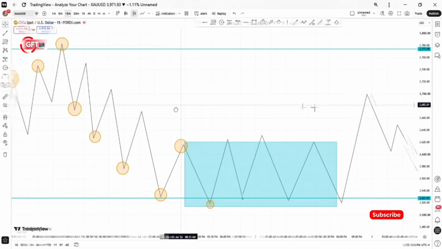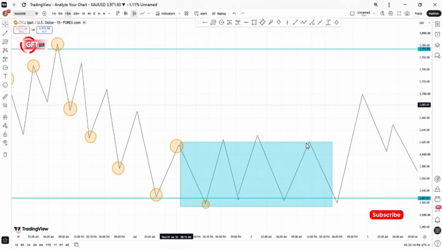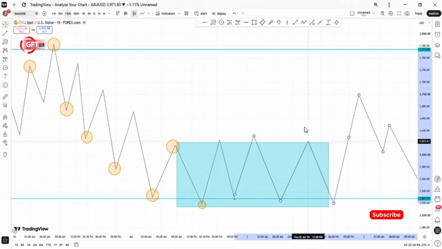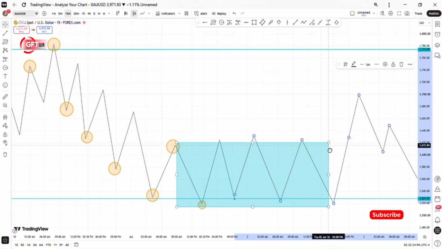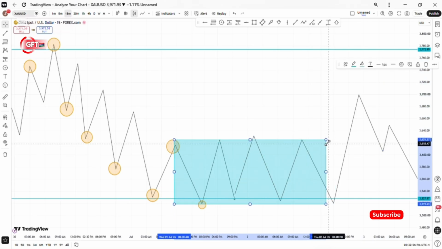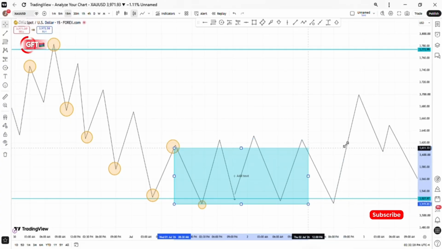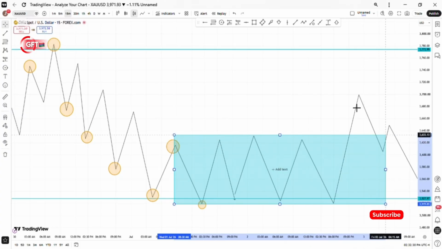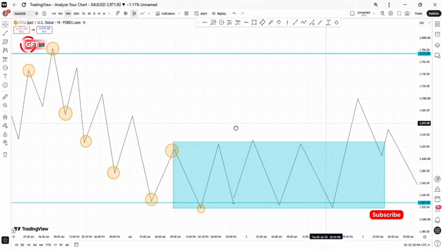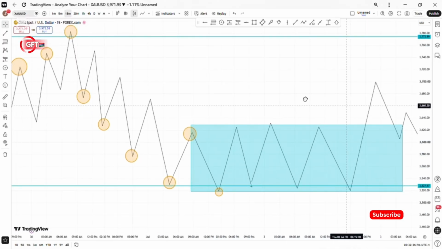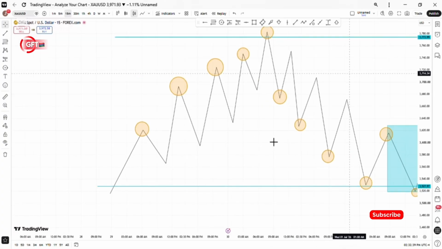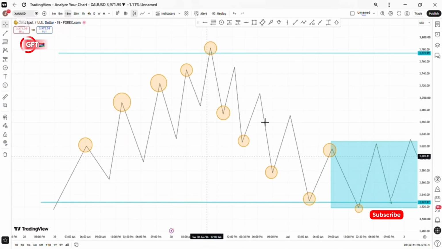Okay, unless we see a break like this, or like here where it breaks out, something like this. We have a break here. See, here we have a break. So here we look for an opportunity to buy. There we can see that the market has made a decision to go.